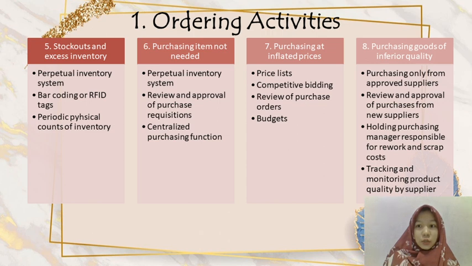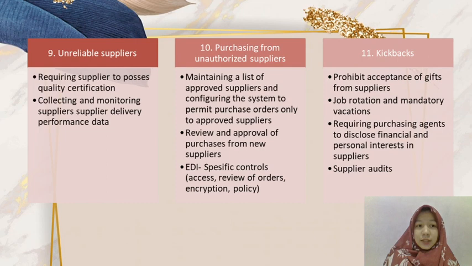Next is purchasing goods of inferior quality. The solutions are purchasing only from approved suppliers, review and approval of new suppliers, holding the purchasing manager responsible, and tracking and monitoring product quality by supplier. Next is unreliable suppliers. The solutions are requiring suppliers to possess quality certifications and collecting and monitoring suppliers' delivery performance data.